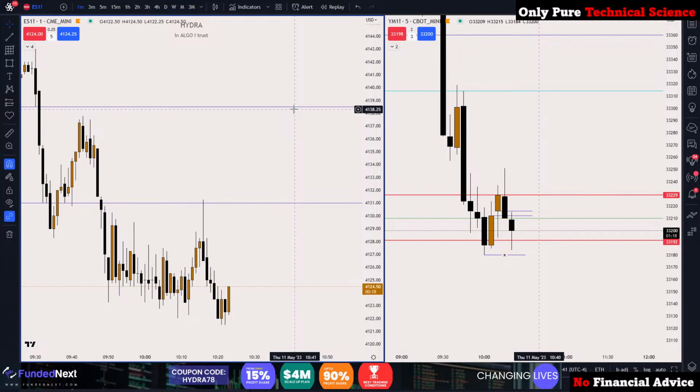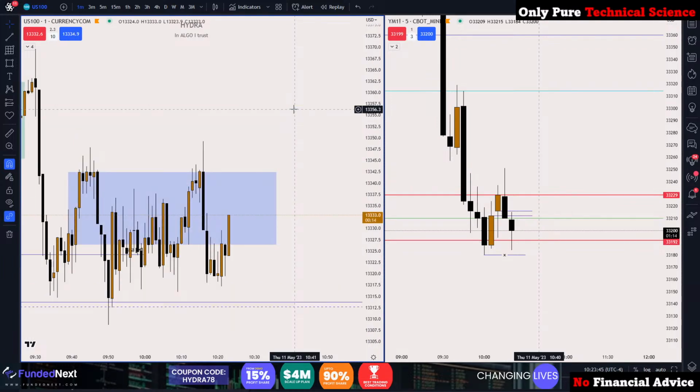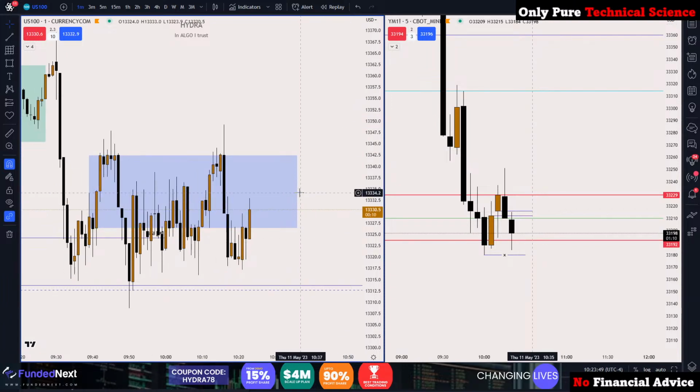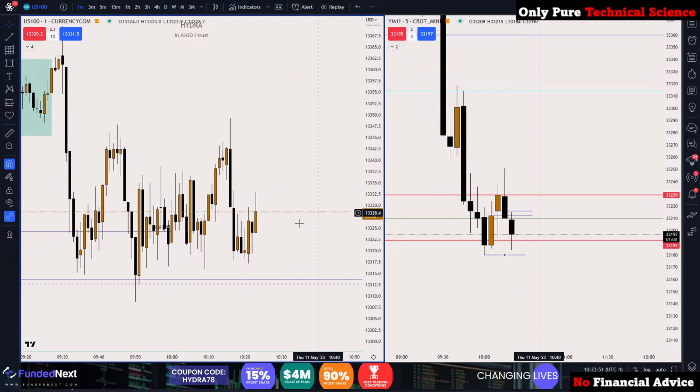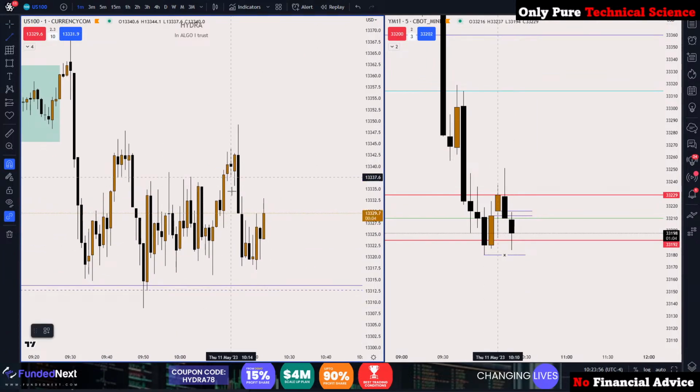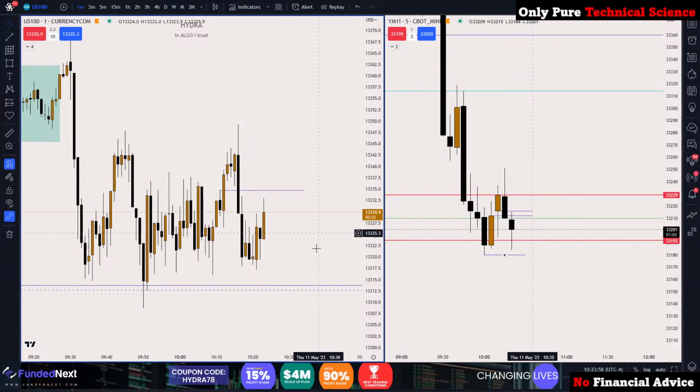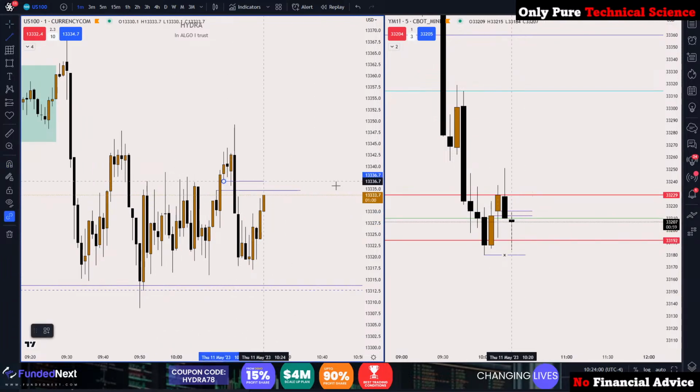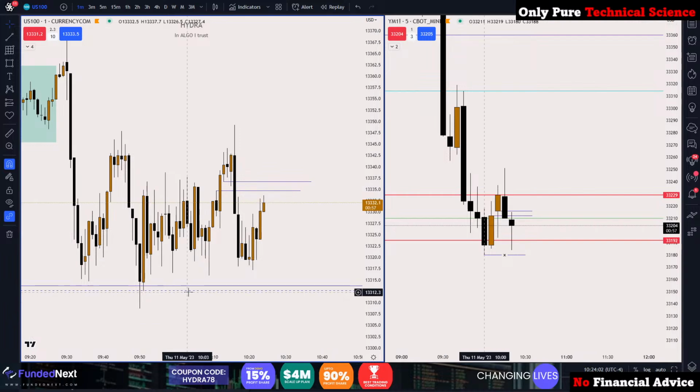On ES, still chopping inside of a range, nothing clear. Nasdaq, there's nothing. On Nasdaq, I do see this fair value gap though. Let's forget about this breaker block. Breaker block won't happen. So that's a fair value gap on Nasdaq, right? That's like a BPR, and we do have clean lows below. So let's see what Nasdaq is going to do.